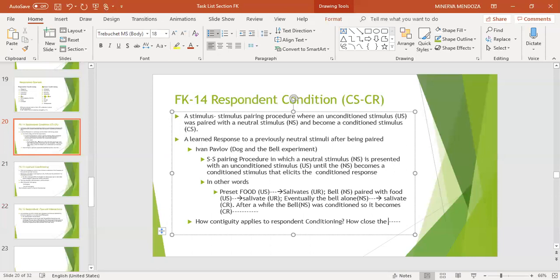So if they put the tone and then they give the food immediately, time after time they will pair both together. But if they put the tone and then they wait and a lot of time passes by and then they give the food, they can't pair the two together. Contiguity refers to how close they are together in time, the fact that they're close in time.